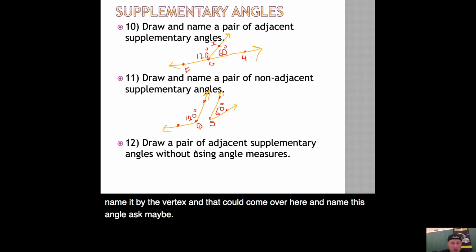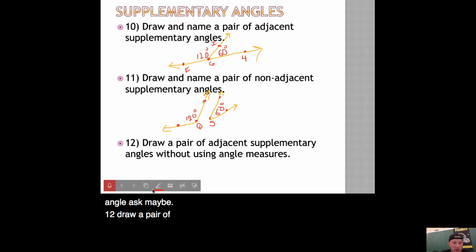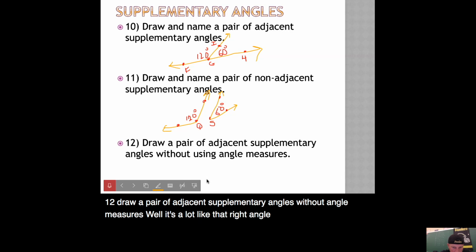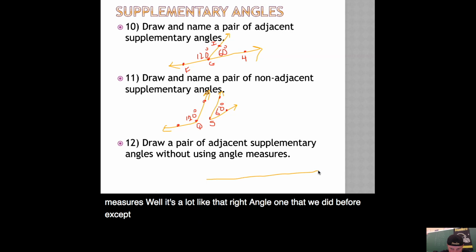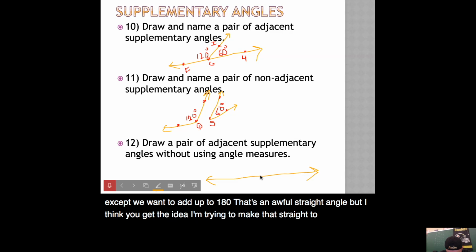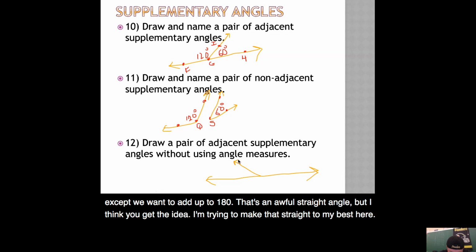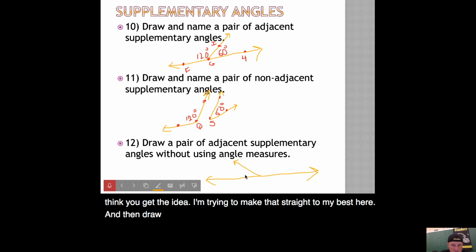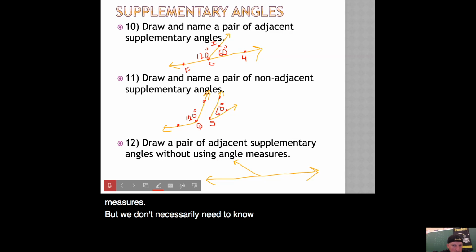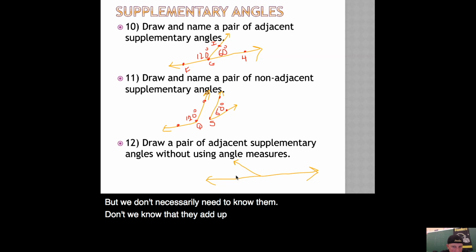Number 12, draw a pair of adjacent supplementary angles without angle measures. Well, it's a lot like that right angle one that we did before, except we want to add up to 180. That's an awful straight angle, but I think you get the idea. I'm trying to make that straight. Doing my best here. And then draw a ray off of there somewhere so you split into an acute and an obtuse measure. Now, we don't know these angle measures, and we don't necessarily need to know them. Don't we know that they add up to 180? It makes a line.